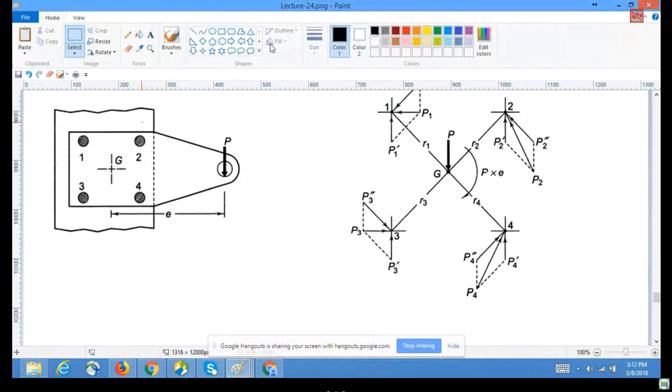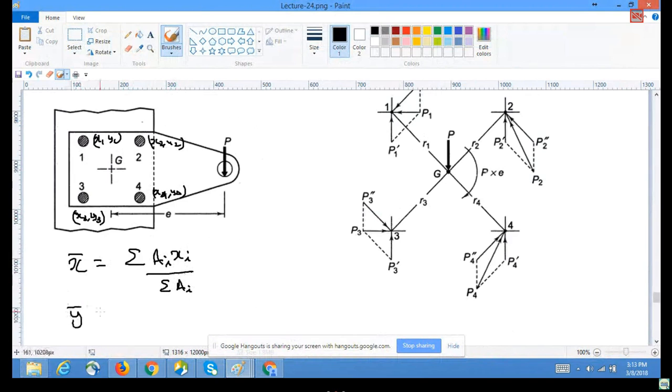The coordinates of the G can be found in this manner. You can take the center as any one of the bolts. The coordinate axis can be located anywhere. From the coordinate axis, just measure the position of x1, y1, x2, y2, x3, y3, x4, y4. So one can find x bar is equals to summation ai xi divided by summation ai, and y bar is equals to summation ai yi by summation ai.